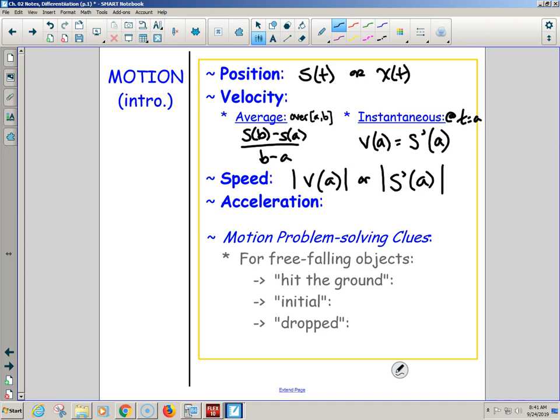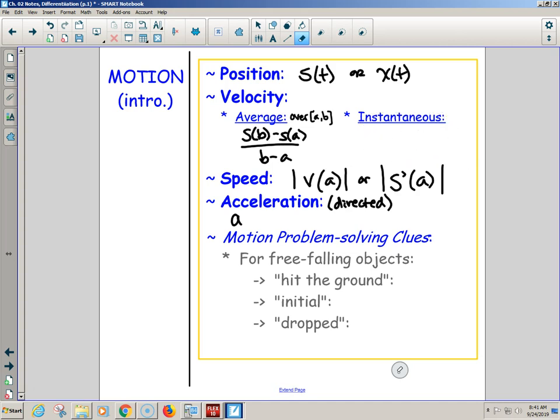Acceleration, well, it can be directed also, so I'm going to put a little directed. It has a positive or negative talking about in what direction its rate of change is. But it's actually the rate of change of velocity. So ooh, that's awkward, A of A. Can I put a C? Is that okay? My acceleration is going to get messy right about now. Let's do C. I know, I'm sorry. But V of C is equal to S prime of C.